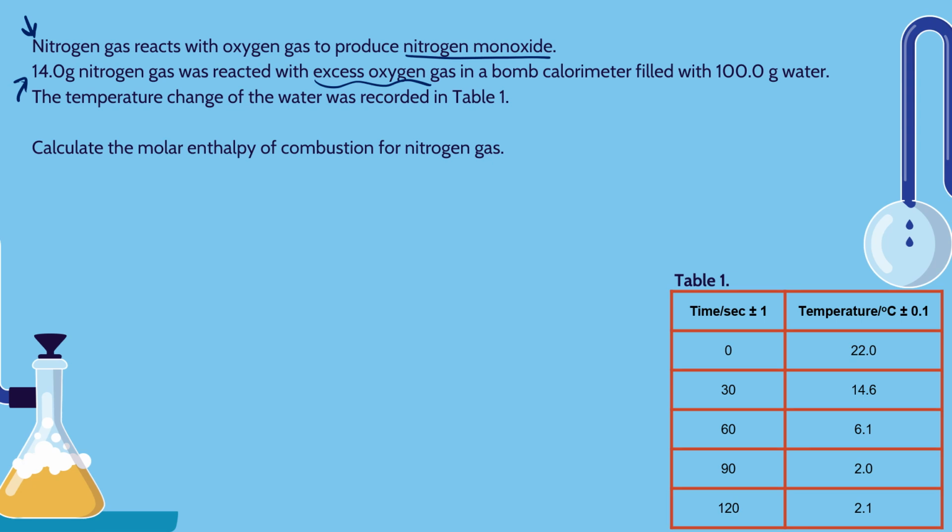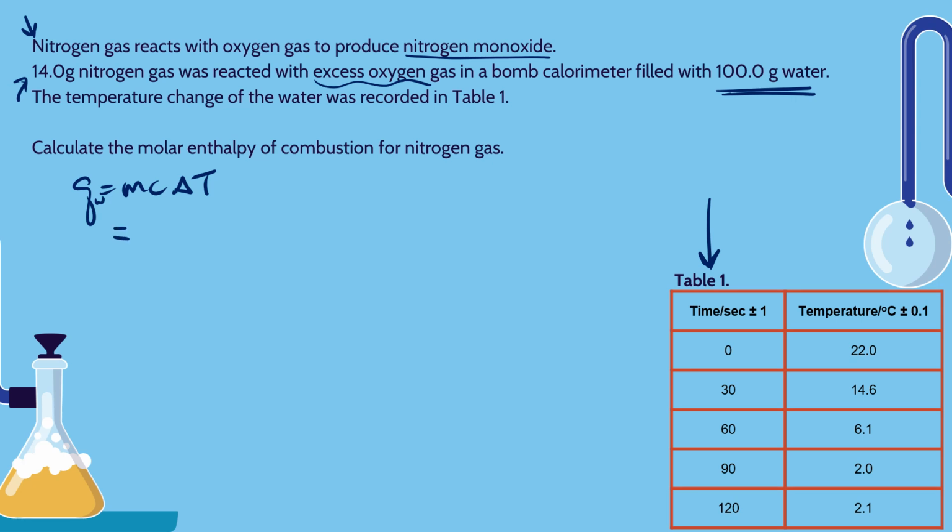I don't need to worry about which is my limiting reactant. We know that nitrogen gas is limiting. My bomb calorimeter has 100 grams of water. The temperature change of the water is recorded in table 1. Let's figure out the molar enthalpy of combustion reacting with oxygen gas for nitrogen gas. So Q equals mc delta T. One more time, we're going to find Q of the water in the calorimeter.